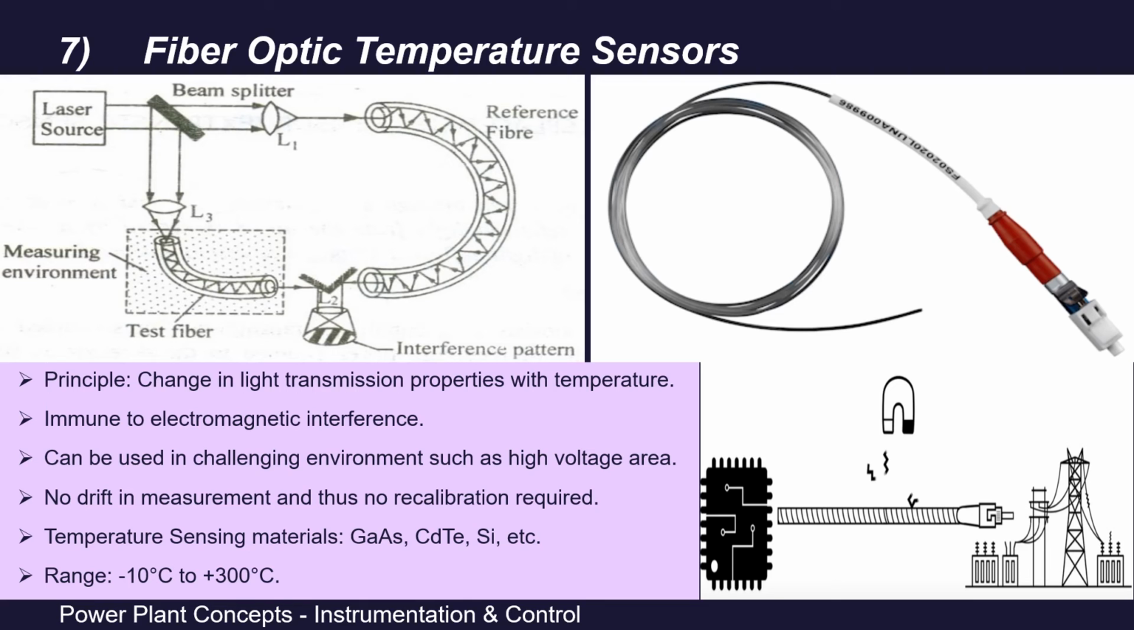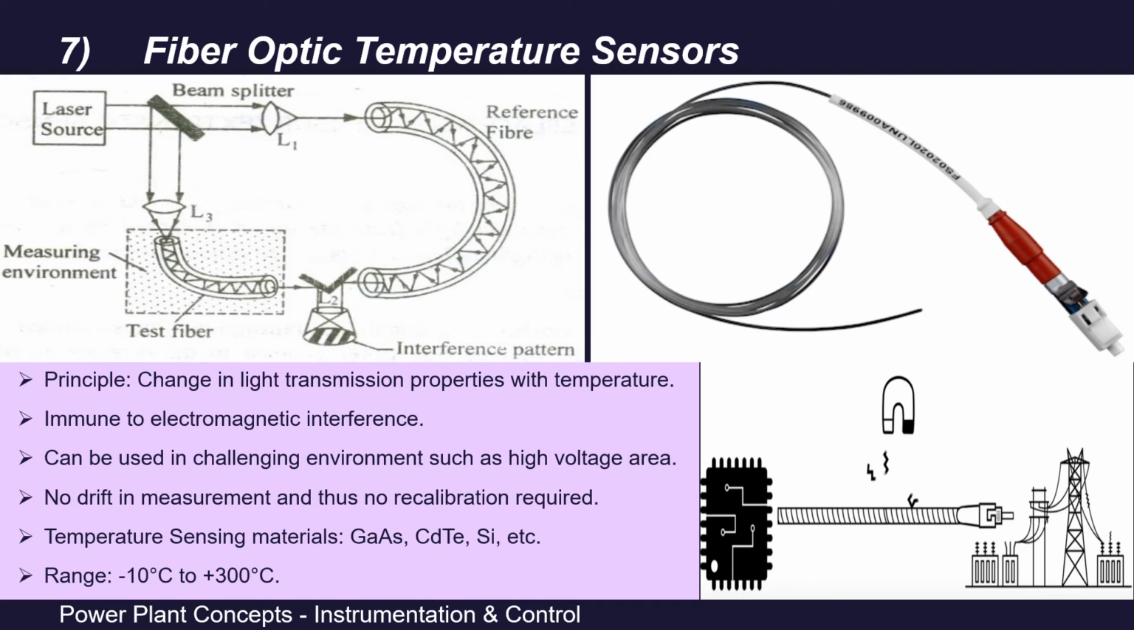Clear? Means one laser source, the emitted laser is basically split into two parts. One is going to lens L1 and second is going to lens L3. L1 is then focusing it through the reference fiber and lens L3 is focusing through the test fiber, which is in our actual process medium. Then the outlet side beams are focused on lens L2 and their interference pattern is plotted.